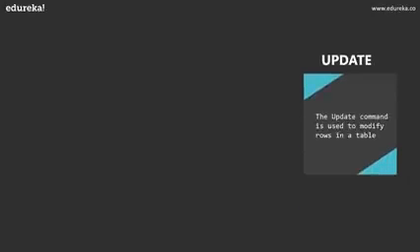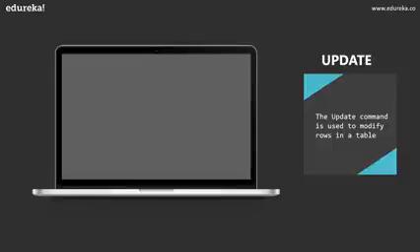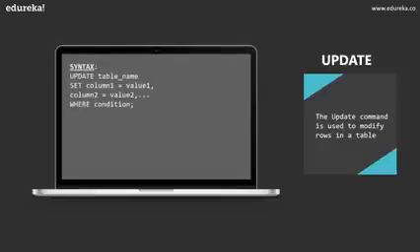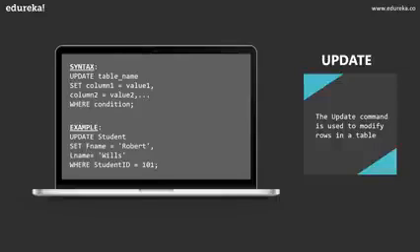Generally, the update command is used to modify rows in a table. The update command can be used to update a single field or multiple fields at the same time. Let's look at the syntax for update statement. Update table set column equal to value where condition.